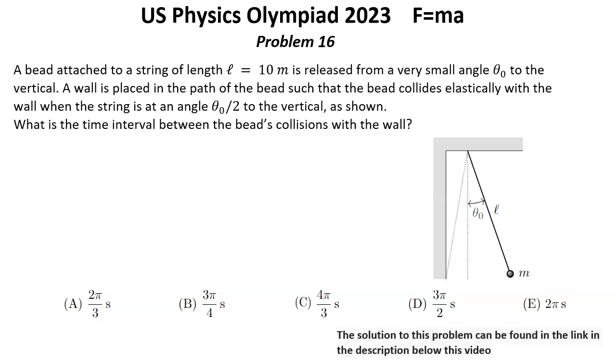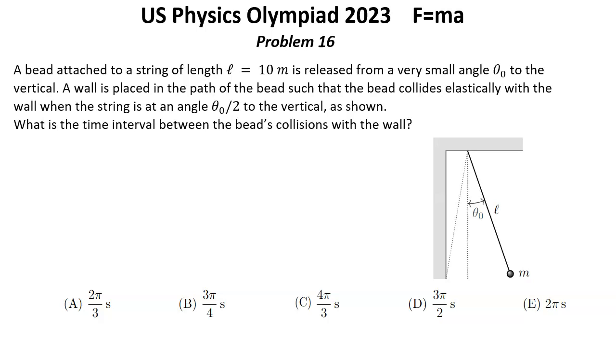Problem number 16. A bead attached to a string of length L equal 10 meters is released from a very small angle θ0 to the vertical. A wall is placed in the path of the bead such that the bead collides elastically with the wall when the string is at an angle θ0/2 to the vertical as shown. What is the interval between the bead's collision with the wall?